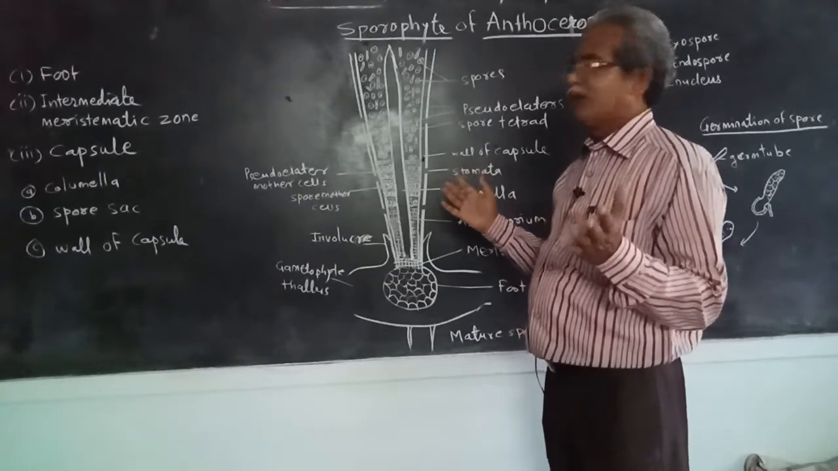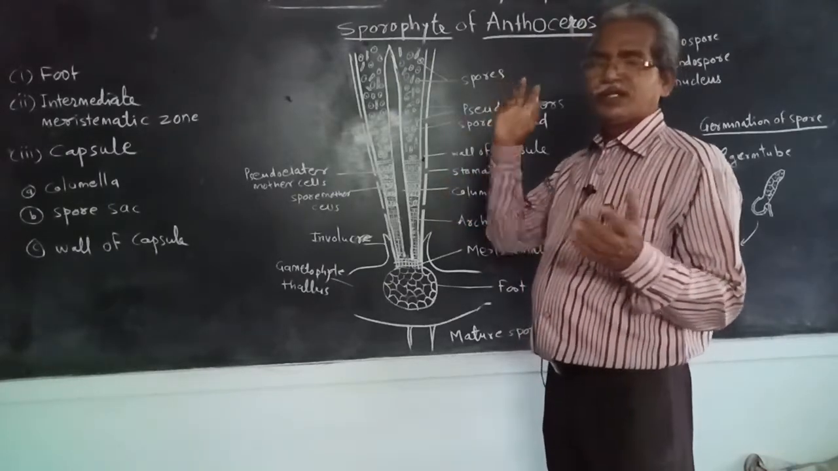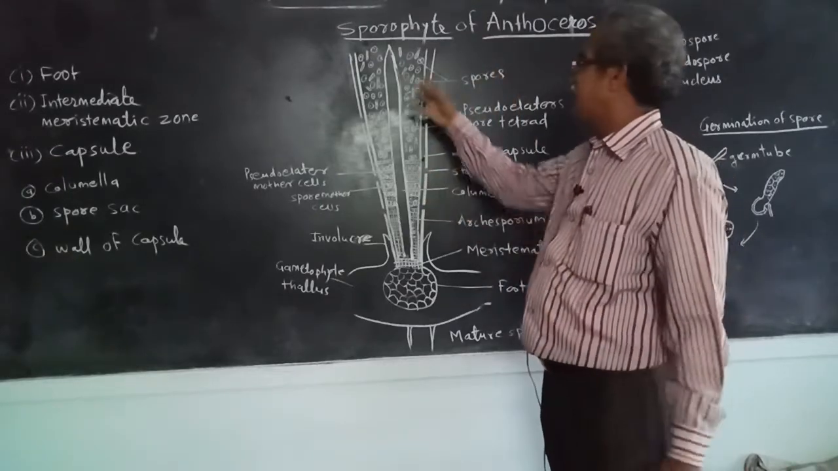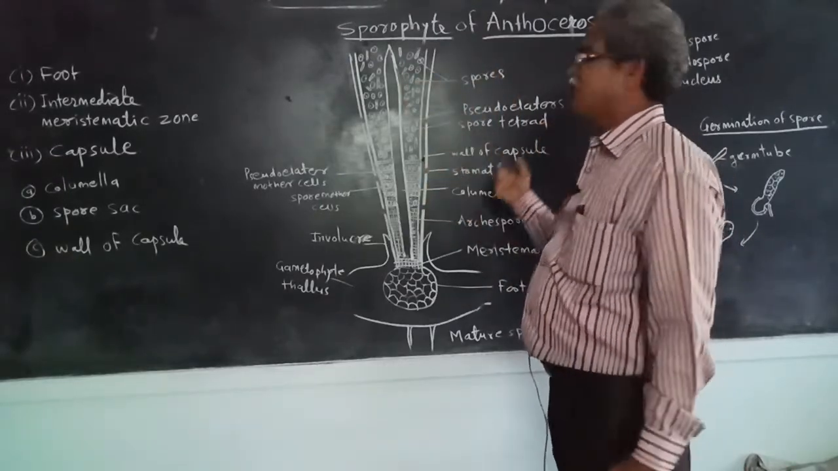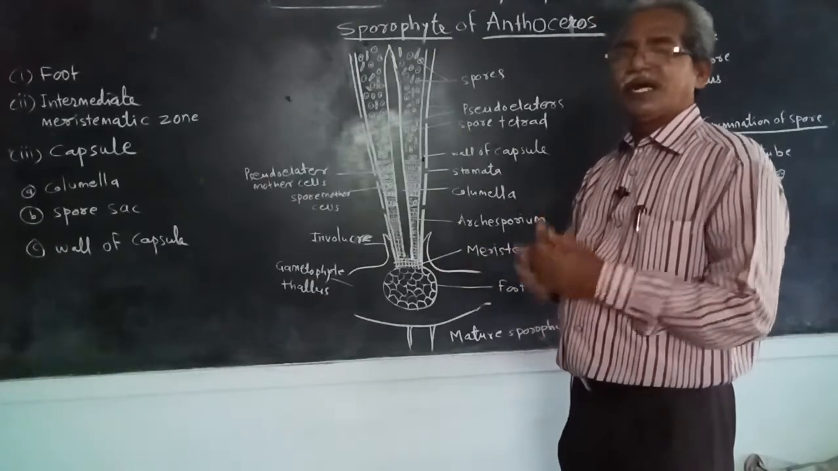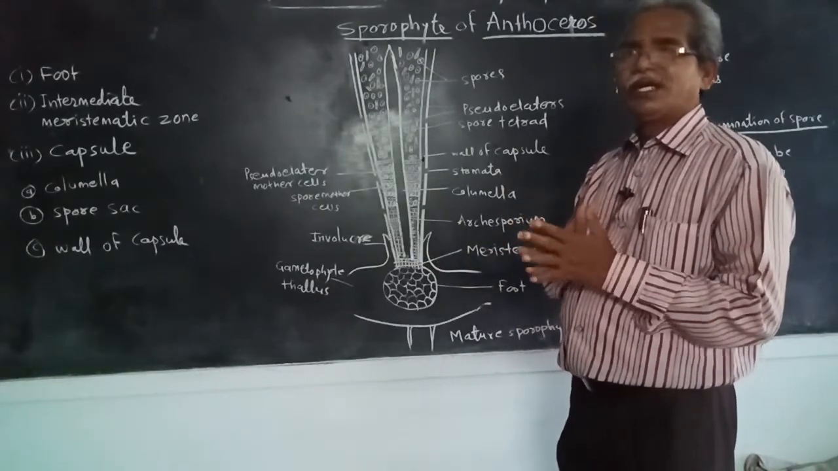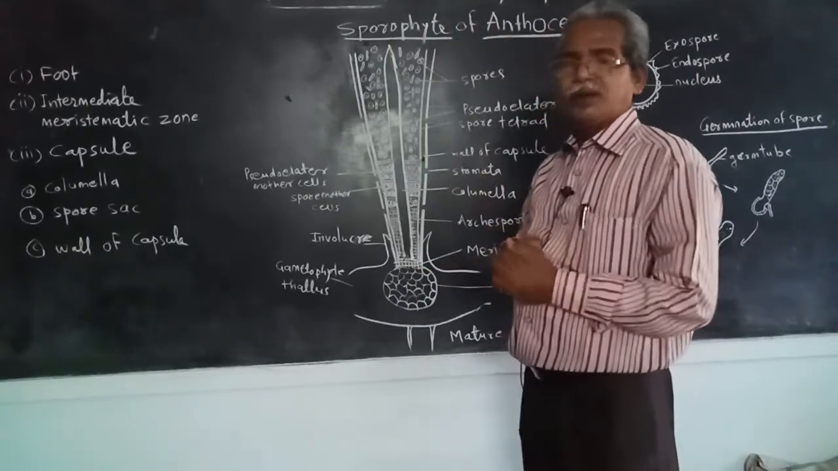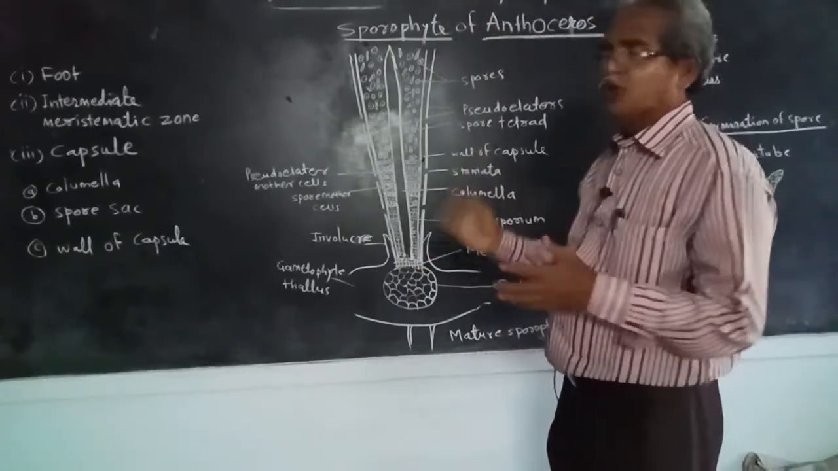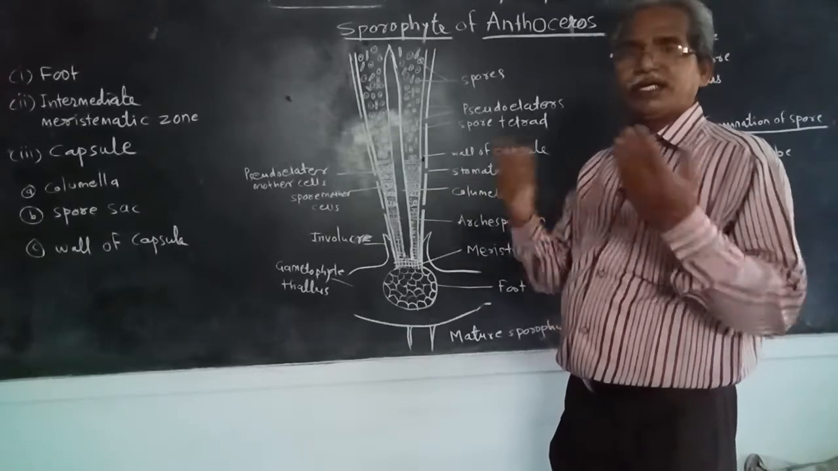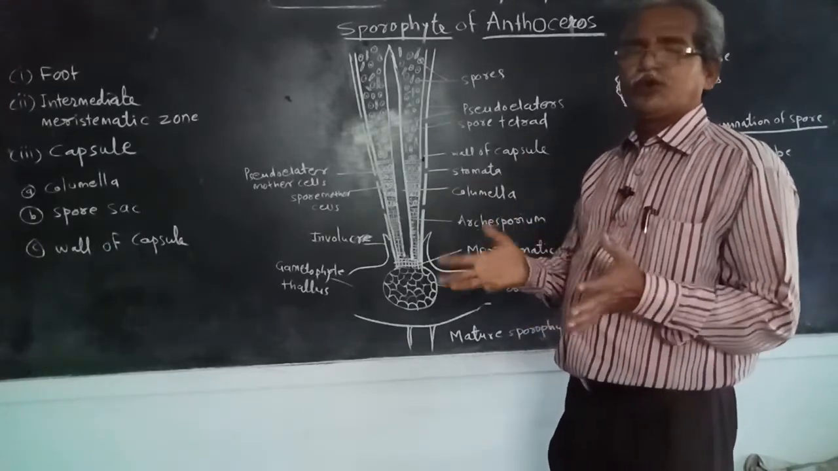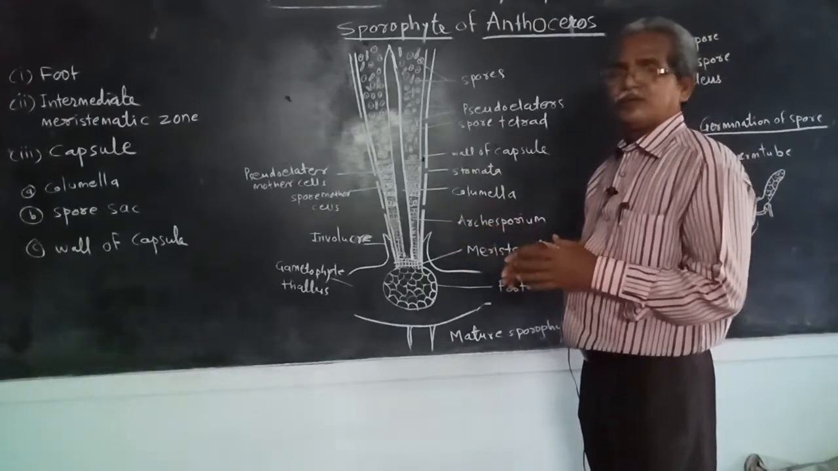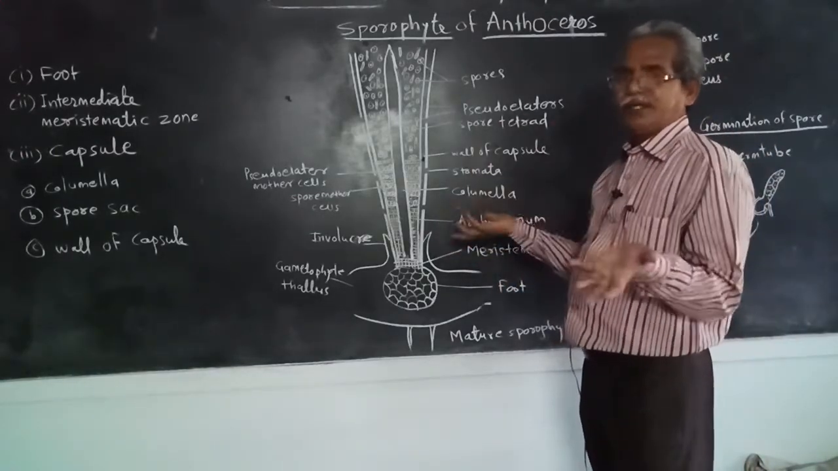How does it split? The cells of the wall, the cells of the pseudo-elaters, and the cells of the columella lose water and shrink. Due to shrinkage, it splits from tip to the bottom of the capsule, and spores and pseudo-elaters get exposed. These exposed spores and pseudo-elaters later disperse by wind.